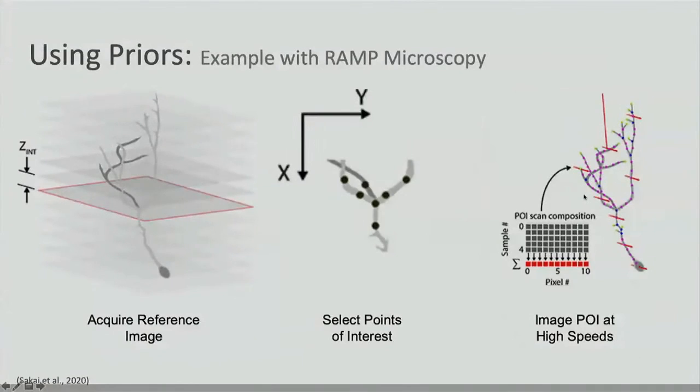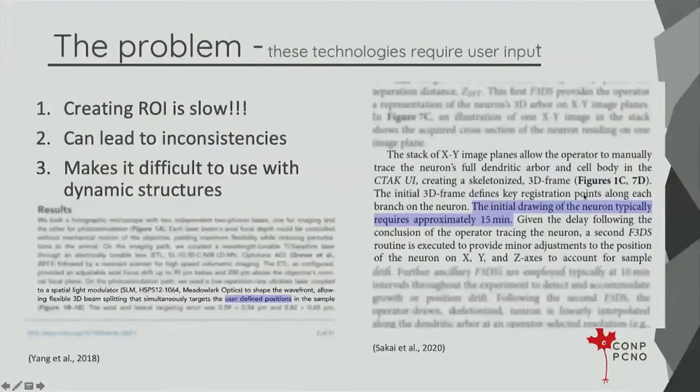The problem, though, is that these techniques often require user-defined positions or user-generated ROIs. And creating regions of interest is very slow, especially if you have a very complex structure that you're trying to predetermine areas to image from. This can also lead to inconsistencies between users, because different users will have kind of biases in how they construct their ROIs. And also it makes it extremely difficult to image dynamic structures.